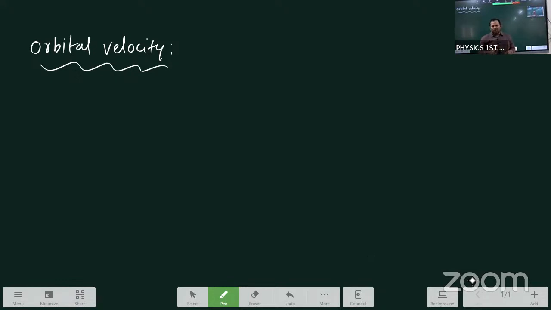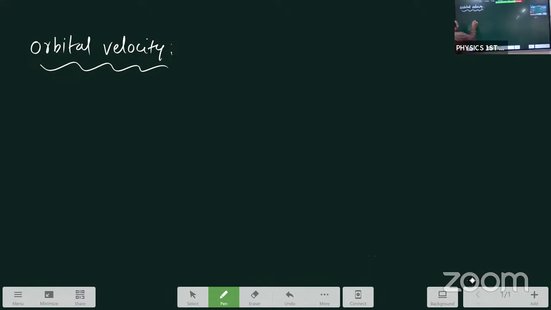Total 4 SAQs are present in the gravitation lesson: orbital velocity, escape velocity, geostationary satellite, and the last one is Kepler's laws of planetary motion. Out of these 4, you can get 1 SAQ in the upcoming supplementary exam. First, orbital velocity: derivation with definition. First definition, what is the meaning of orbital velocity? Along with the derivation part.